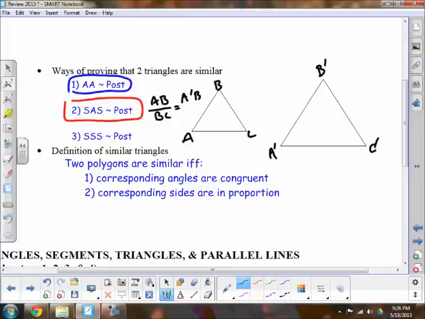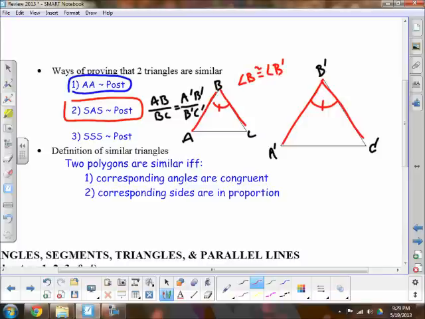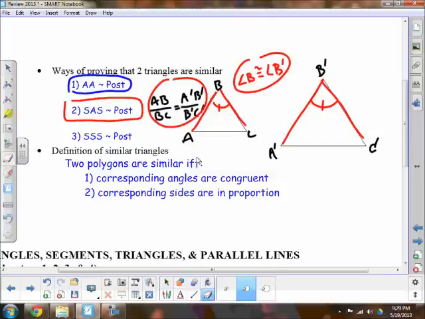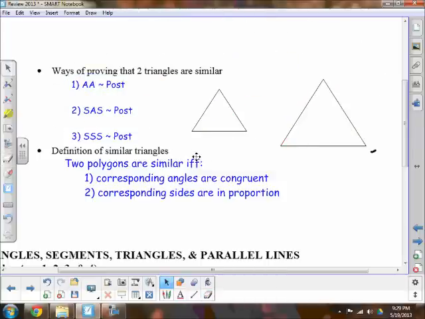In the side-angle-side, if I know that AB over BC was proportional to A prime B prime over B prime C prime, and the included angle between those sides that I have, so it would be this angle, angle B, and angle B prime. If I knew that those two angles were congruent, angle B is congruent to angle B prime, given this piece of information and this piece of information, I can conclude that these two triangles are similar to each other.